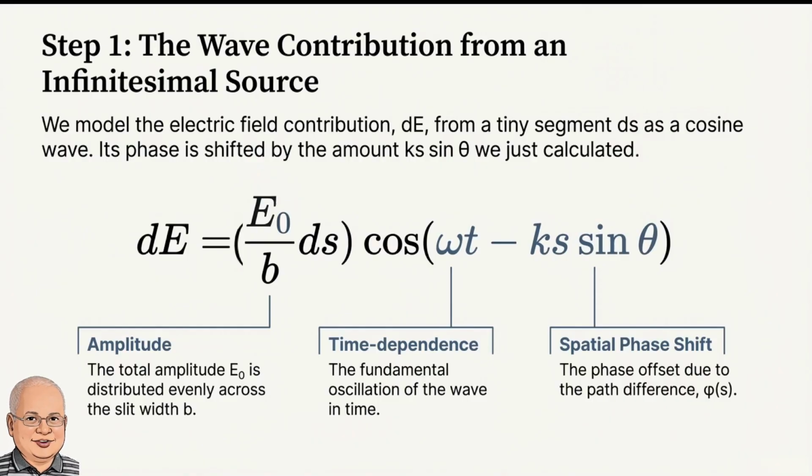Then ks sine theta. This is the spatial phase shift. Spatial means in space, so phase shift due to space. The phase shift or phase offset due to the path reference, phi s, is ks sine theta. We have seen phi s is defined as ks sine theta. So this is the starting equation that we start for a tiny portion of the slit, ds.